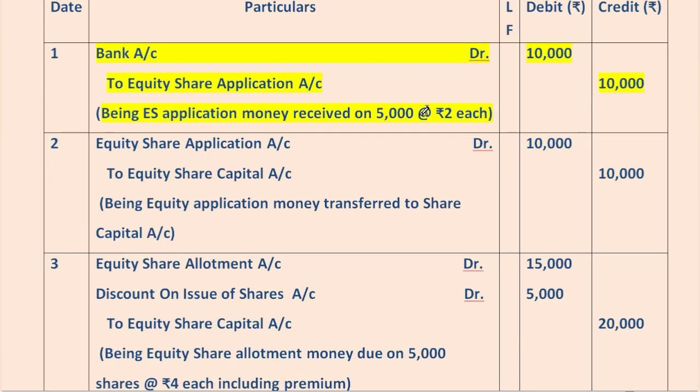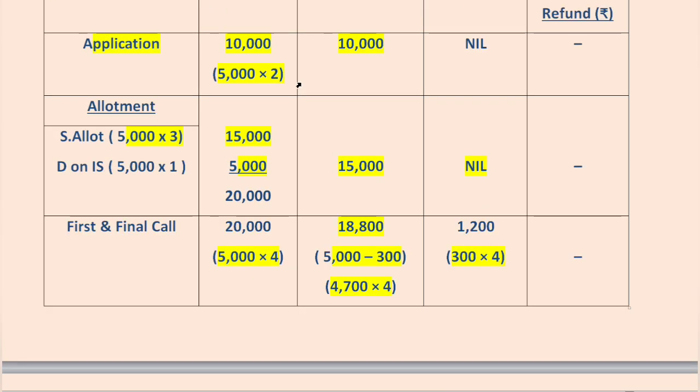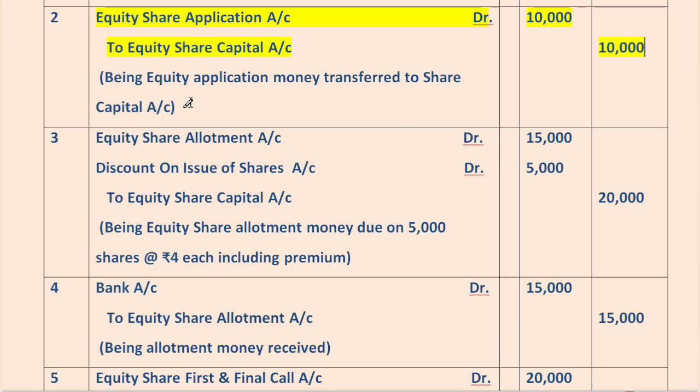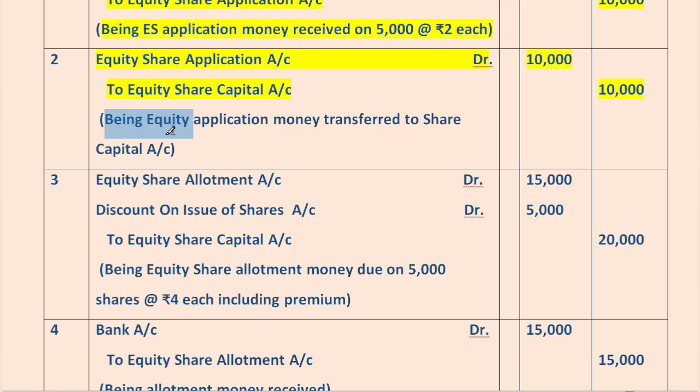Now next, this amount to be transferred to share capital, right? So equity share application account debit to equity share capital account. How much transferred? 10,000 rupees transferred. So 10,000, 10,000, right? What is it being? Being equity share application money transfer to equity share capital account. This is the second entry.